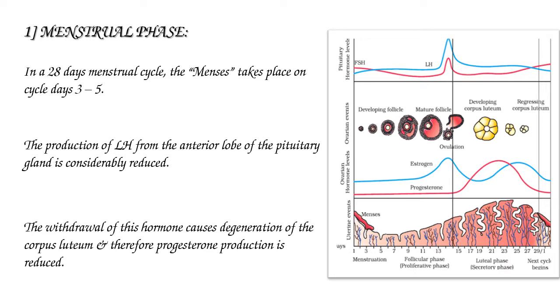In a 28 day menstrual cycle, the menses takes place on cycle days 3 to 5. The production of LH, luteinizing hormone, from the anterior lobe of the pituitary gland is considerably reduced. The withdrawal of this hormone causes degeneration of the corpus luteum, and therefore progesterone production is reduced.